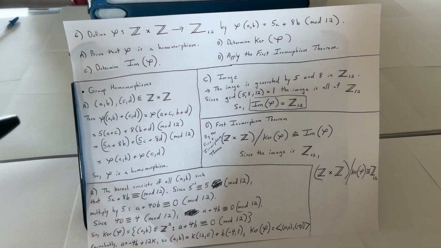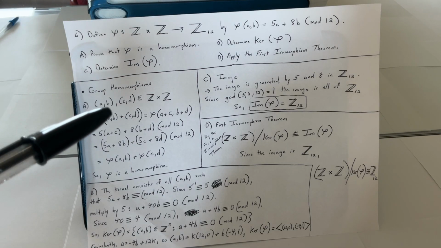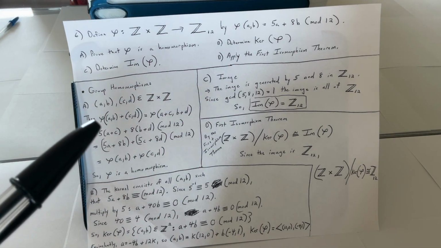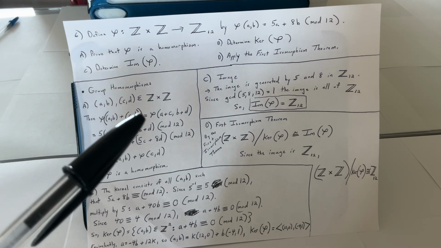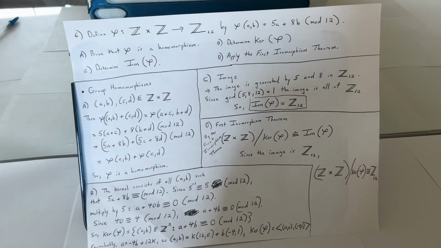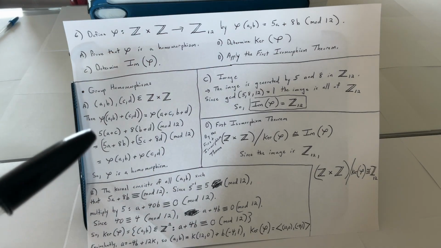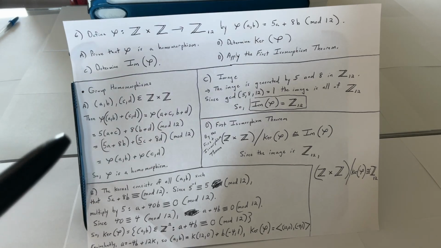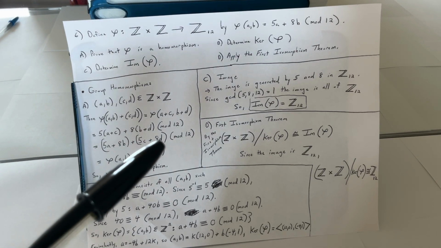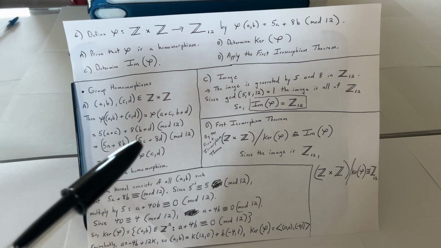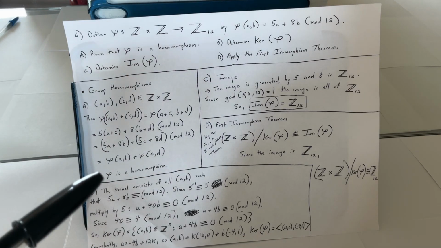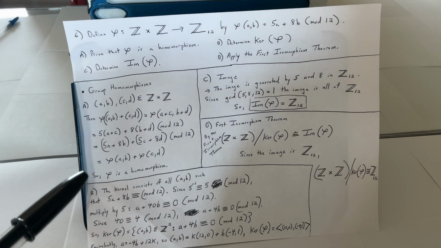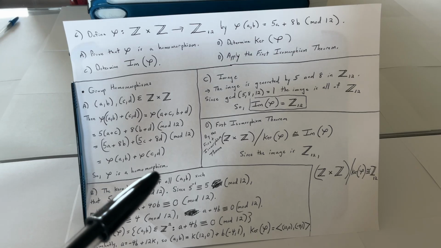So this is a group homomorphisms problem. For part A, let (a, b), (c, d) belong to Z × Z. Then phi((a, b) + (c, d)) = phi(a + c, b + d) = 5(a + c) + 8(b + d) mod 12, which equals (5a + 8b) + (5c + 8d) mod 12, and that equals phi(a, b) + phi(c, d). Thus, we can say phi is a homomorphism.